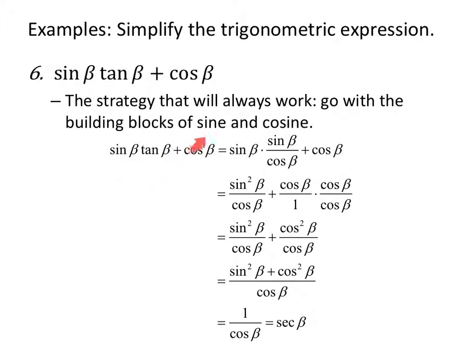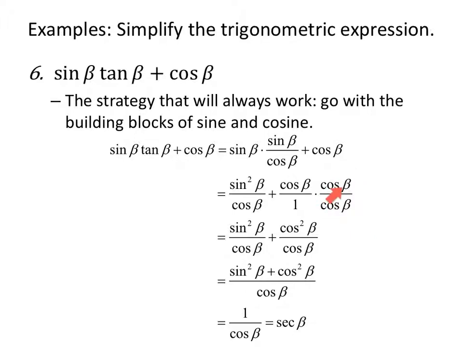I'm going to rewrite everything in terms of sine and cosine. So sine of beta tangent of beta gives me sine of beta times sine beta over cosine beta. And I still have my plus cosine beta. Notice the only substitution I made was tangent as a quotient identity. But when I multiply these, I get sine squared beta over cosine beta. And here I have a cosine beta, so I put it over 1.